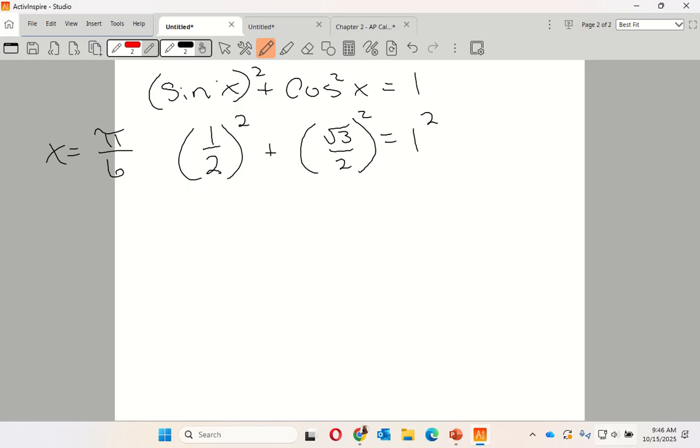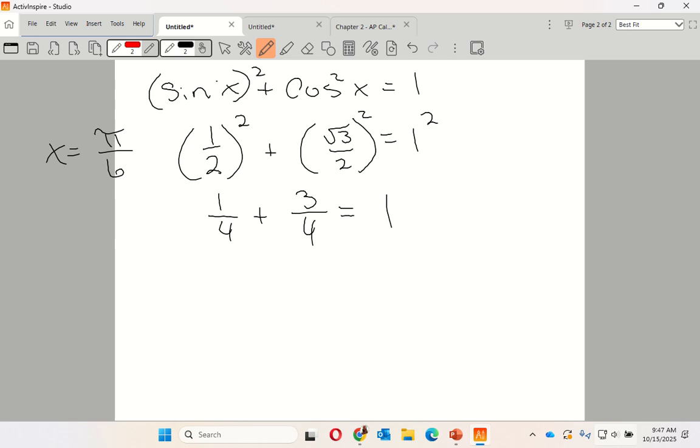All right, what is 1/2 squared? Okay, plus, what is square root of 3 squared over 2 squared? What does that equal?